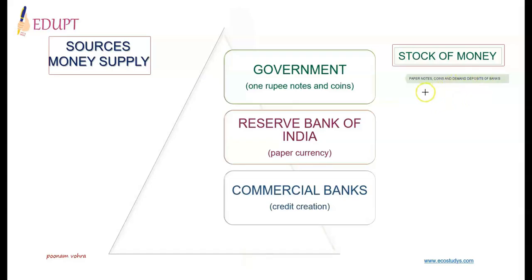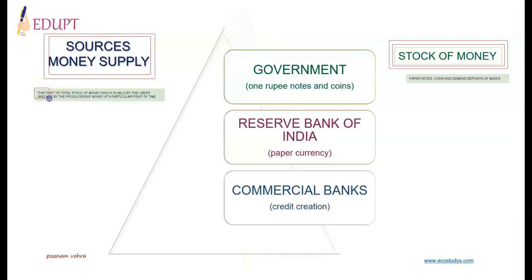So one must take note of the fact that stock of money is not same as money supply. Supply of money is that part of total stock of money which is held by the users and not by the producers of money at a particular point of time.